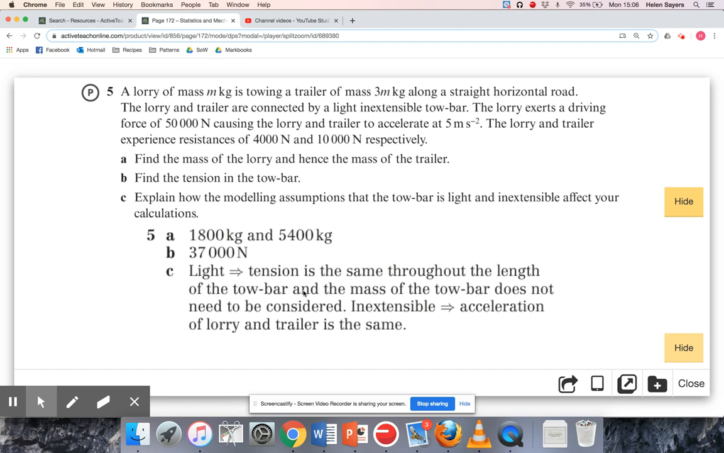That's just in relation to the masses of the trailer and the lorry, it's just insignificant. Okay, so again, that's always going to be the case whenever you've got any kind of tow bar, any rope, anything like that. They will always be light and inextensible. So if they ask you the assumptions, you can just memorize that answer.